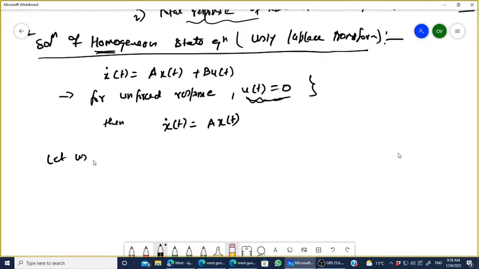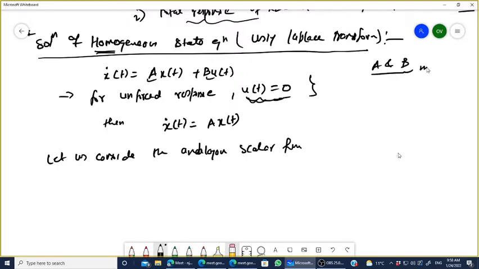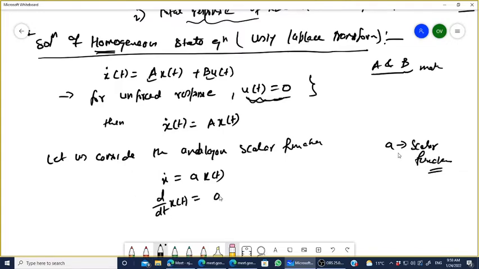Now let us consider the analogous scalar function. Here A and B are matrices, right? But to solve this easily, we are just considering that it is nothing but a scalar function. A is a scalar function, not a vector or a matrix. Simple, it is the scalar, right? So this is d by dt of x t, or it is A x t, right?